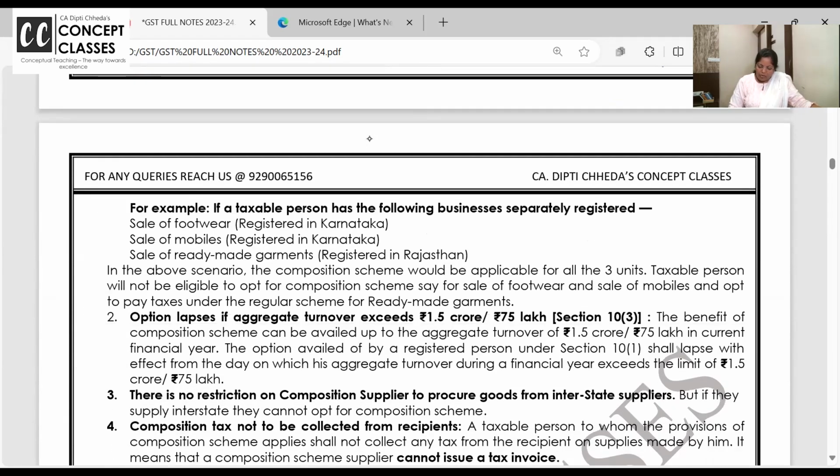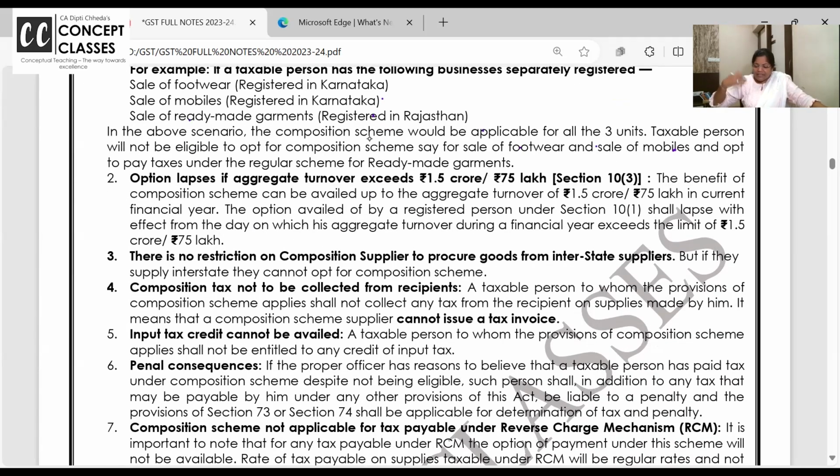For example, sale of footwear in Karnataka, sale of mobile in Karnataka, and sale of ready-made garments in Rajasthan. In the above scenario, the composition scheme would be applicable for all the 3 units, even though in every state my nature of business is different. Here it is a garment showroom, there it is stationery, there it is mobile phone. Still, a taxable person cannot opt for composition scheme for footwear and sale of mobile and pay regular tax for the ready-made garments. Okay. Anyone feeling you need explanation, ma'am, you're going fast, pause me, because what I've made you write and given 7 examples, same I am writing here.